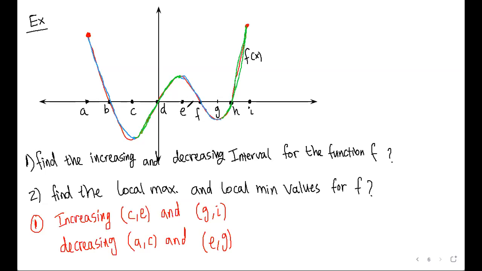Here's E here. Justin, what's your question? E, H, I. So from A, from this point up to C, onto this point is decreasing, then increasing from C to E, then from E to G is decreasing, and from G to I is increasing.